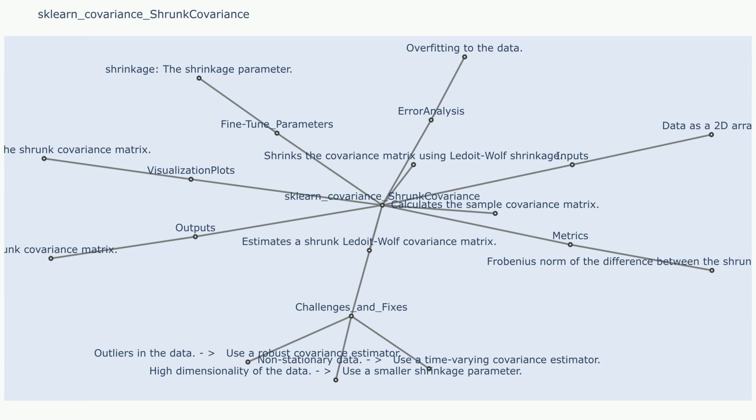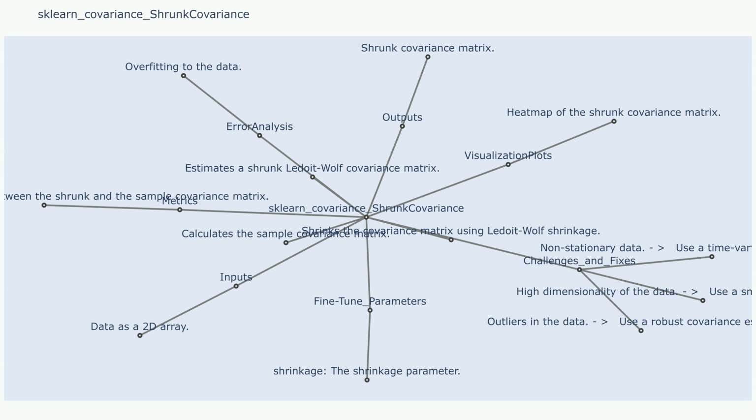Outputs: covariance: the estimated shrunk covariance matrix, which is a square matrix with dimensions equal to the number of features. Location: the estimated location (mean) of the data, which is a 1D array with length equal to the number of features.